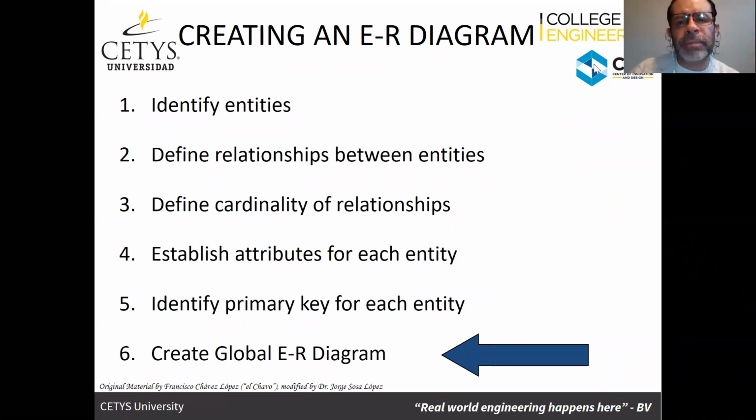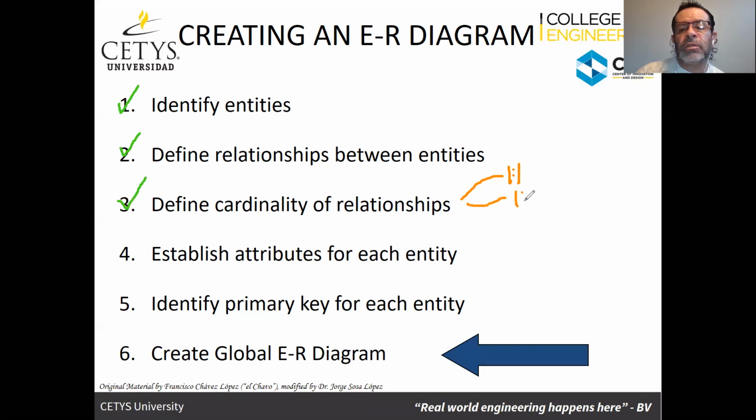Okay, so what we've been talking about are the steps we need to follow in the design stage. We've already identified entities. We've defined the relationships between the entities. We've defined the cardinality of these relationships. And remember that the cardinality can be 1 to 1, it can be 1 to many, or it can be many to many. We establish the attributes for each entity, which are going to be these characteristics that define the entity.